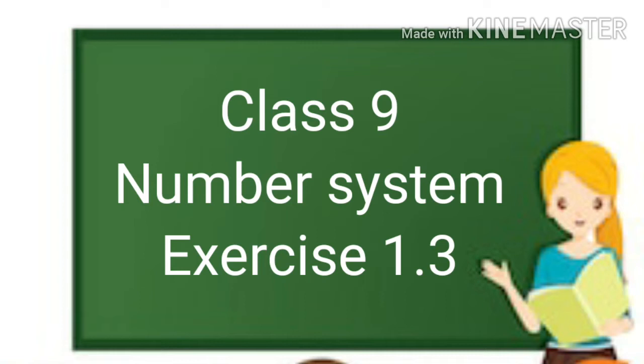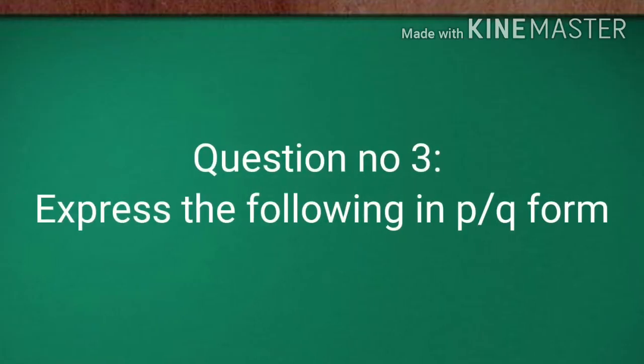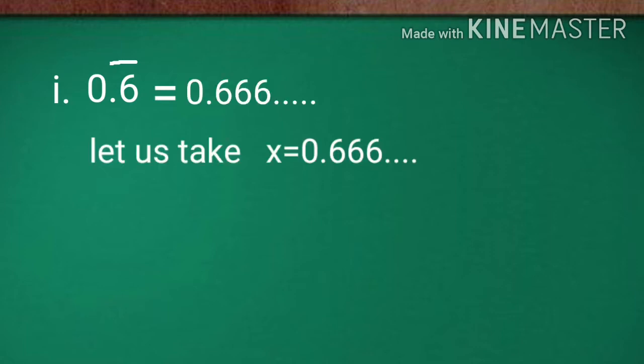Today we are going to solve exercise 1.4, question number 3. Express the following in p by q form, in which the first question is 0.6 with a bar. On 6 you have a bar, which means 6 is the repeating part, that is 0.666... So let us take that as x.